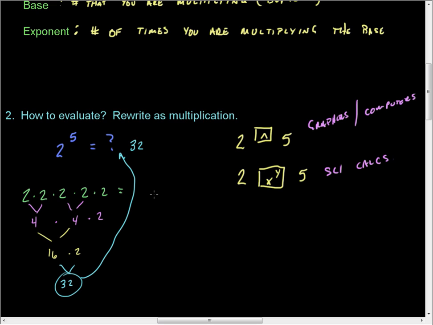So, if you have to do them by hand, rewrite them as multiplication. If you have to do them on a calculator, it's usually a caret key or an x to the y key that you have to press in between the base and the exponent.